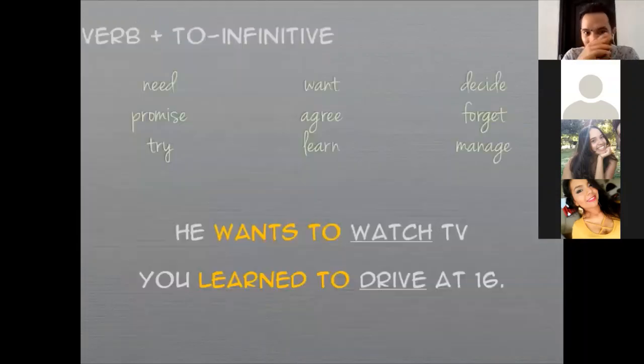Now, let's move on. Some verbs use to, right? Infinitive with to. Like, for example, wants. He wants to watch TV. To watch, right? We already spoke about this. Or you learned to drive at age 16. Again, to drive because of the verb learn. Now remember that forget can be used with both. I already told you about this. Try can also be used with both, but again, this is more in the general way.